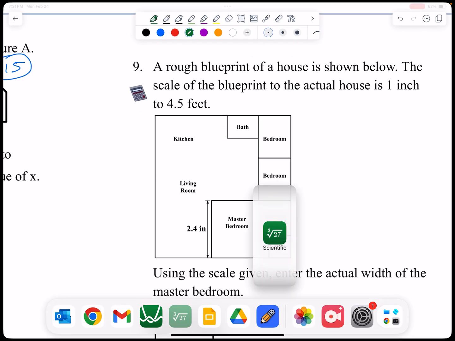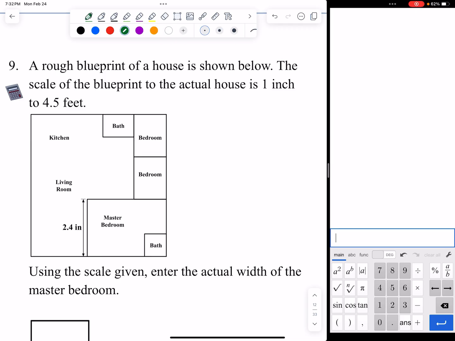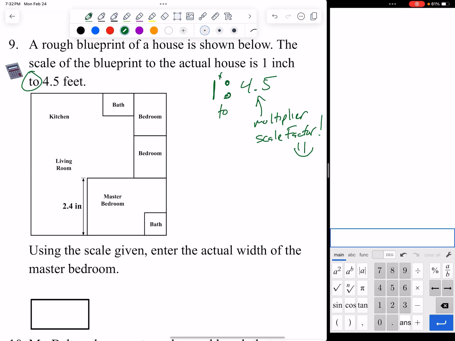All right, number 9 over here. Calculator. So let's bust it out. Let's clear this. A rough blueprint of a house is shown below. The scale of the blueprint to the actual house is 1 inch to 4.5. That's important. What did I go over earlier? 1 to 4.5, because that's your ratio. In other words, that is your multiplier, aka your scale factor. So every inch you multiply by 4.5 basically, right? So that's an inch, that is feet.